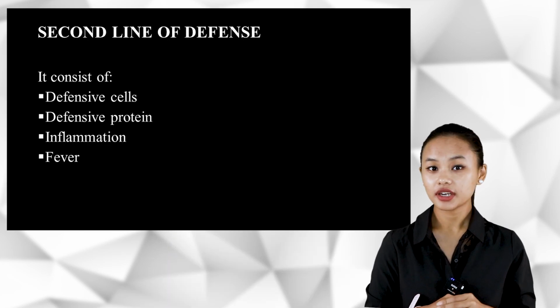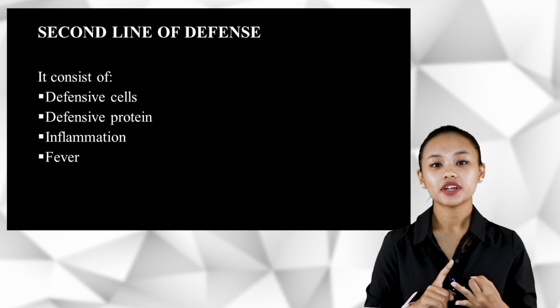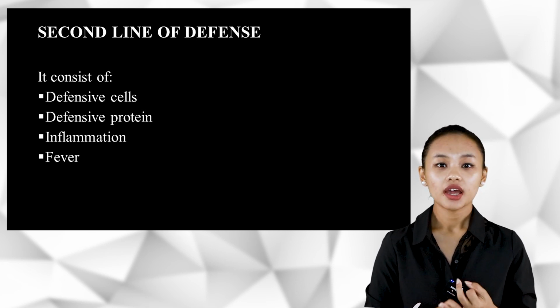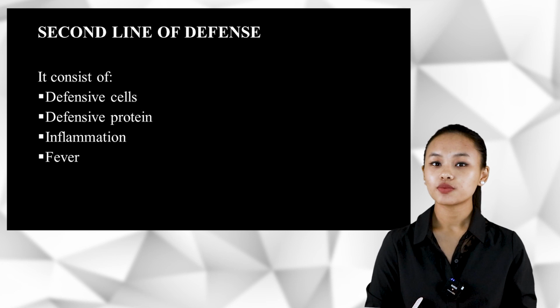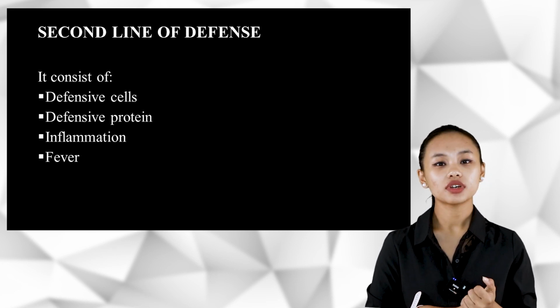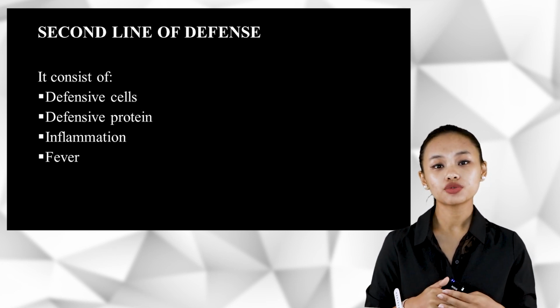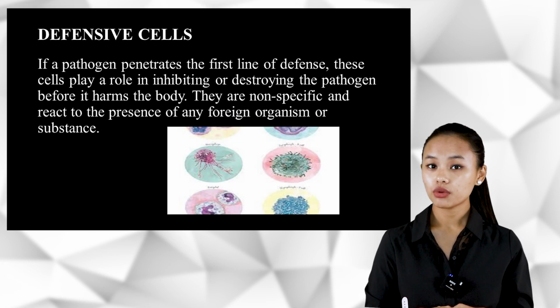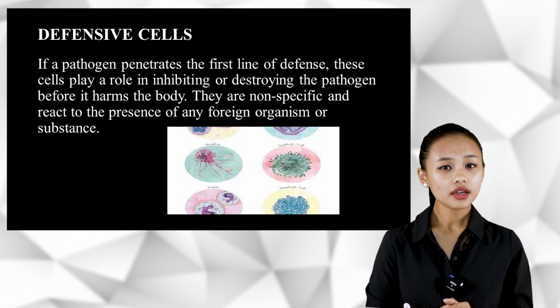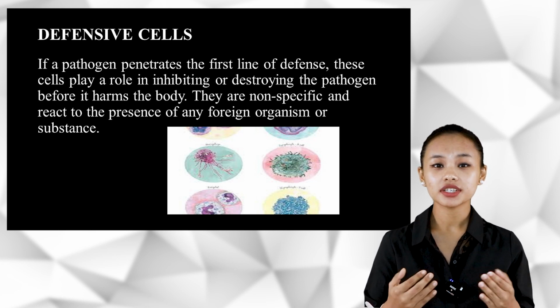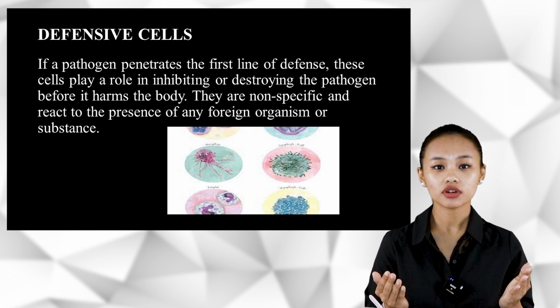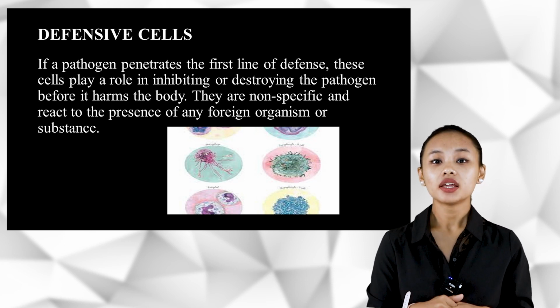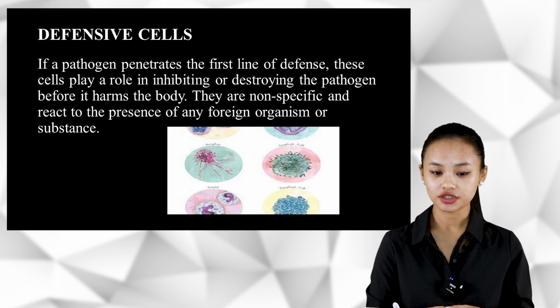So, moving on to the second line of defense. Here, the second line of defense consists of the defensive cells, defensive proteins, inflammation, as well as fever. So now let's look at each one of it in detail. So, defensive cells. Here, what happens if a pathogen has penetrated and has crossed the first line of defense? These cells will come into action.